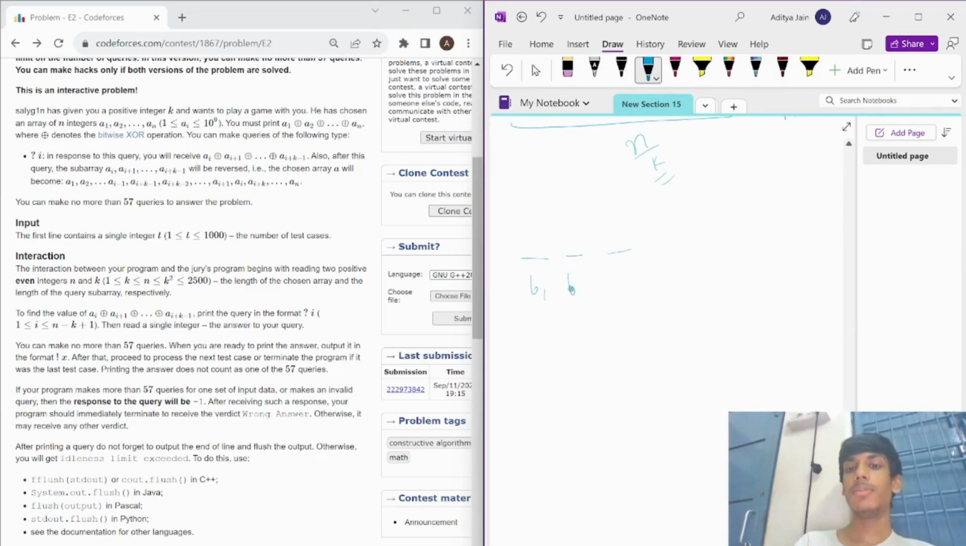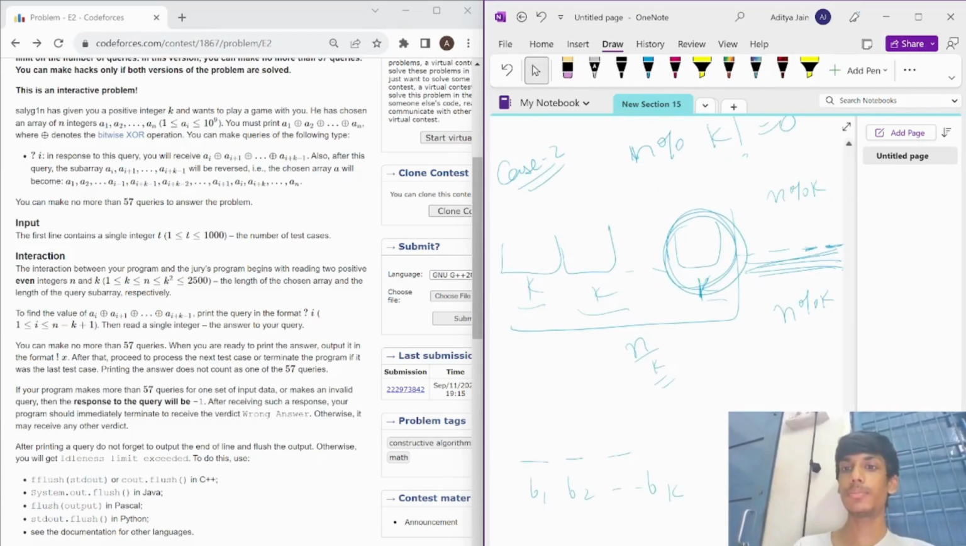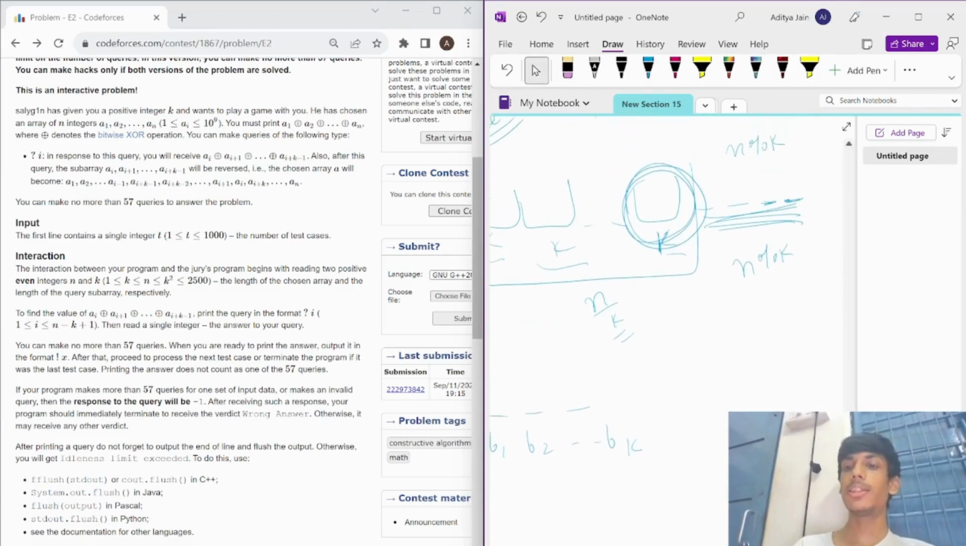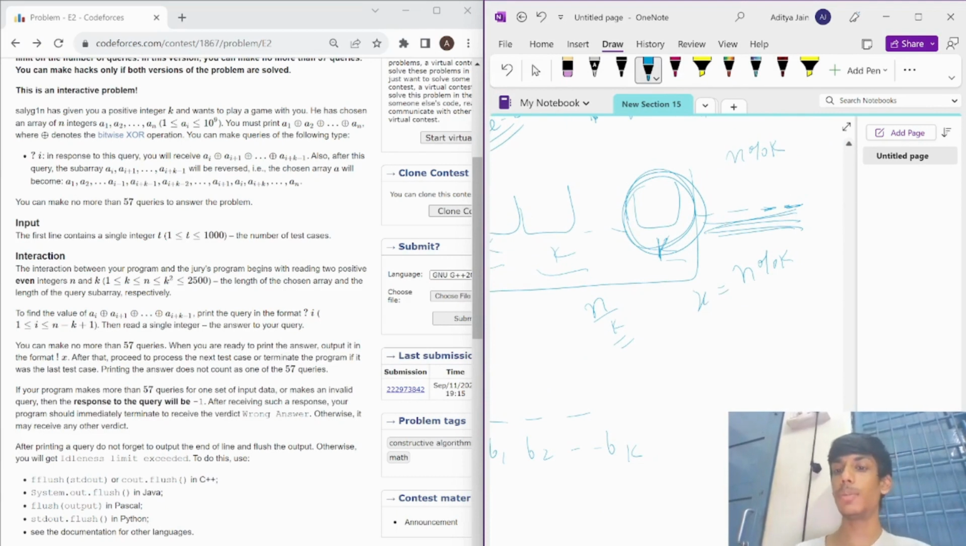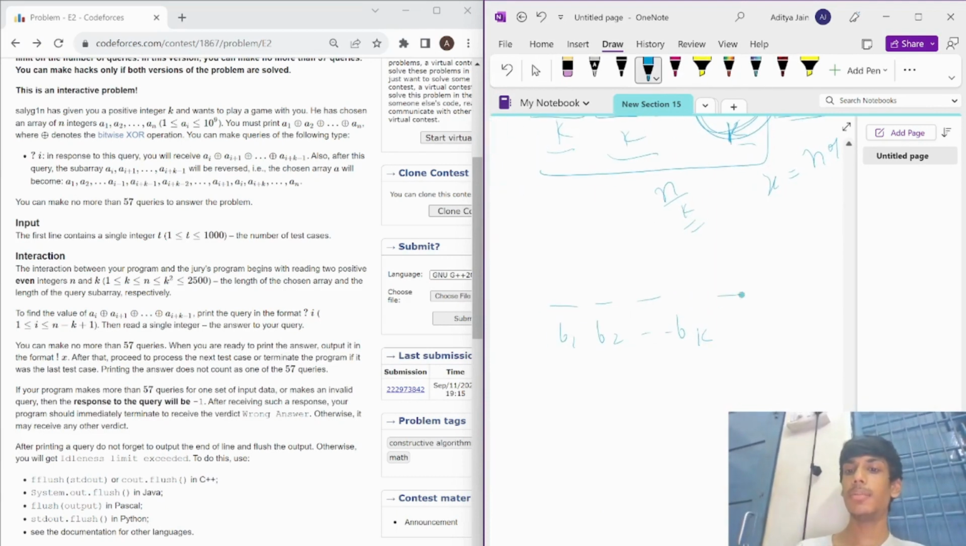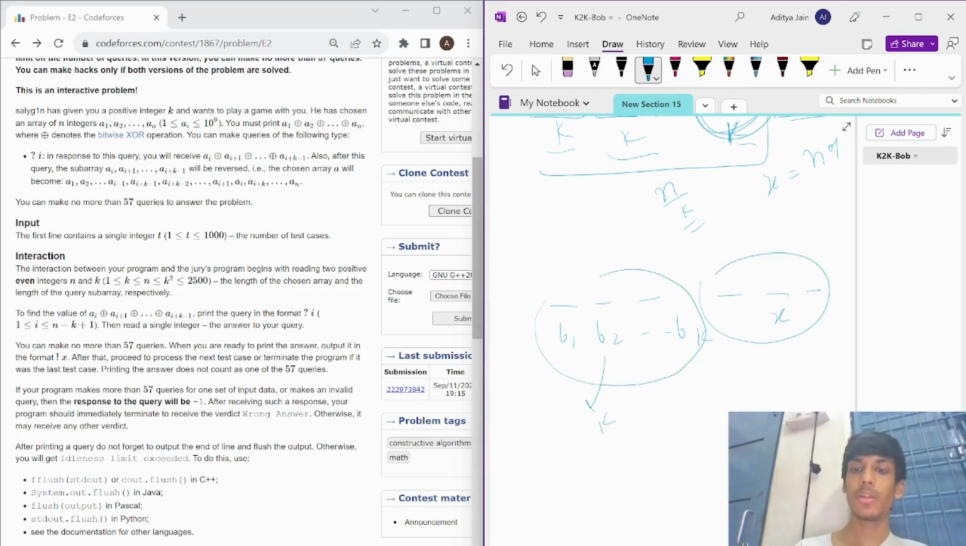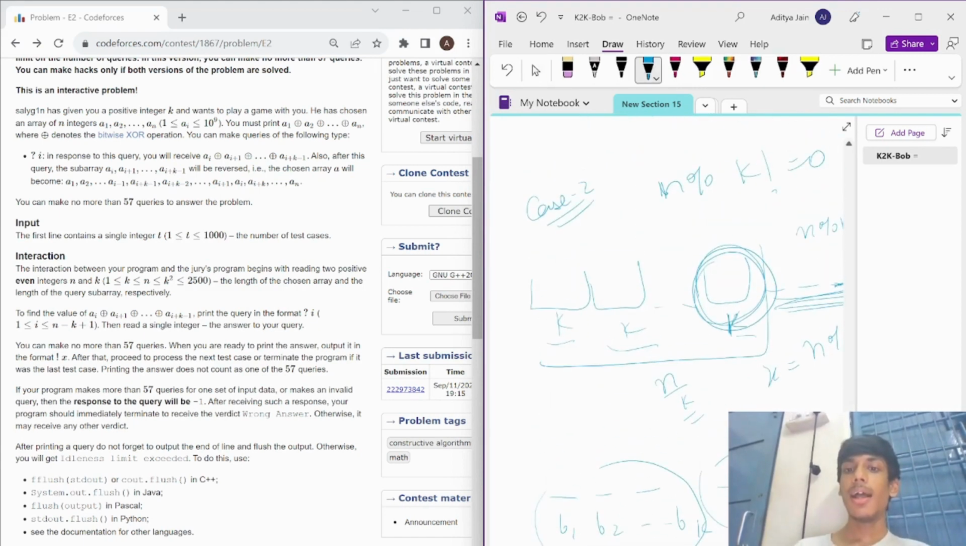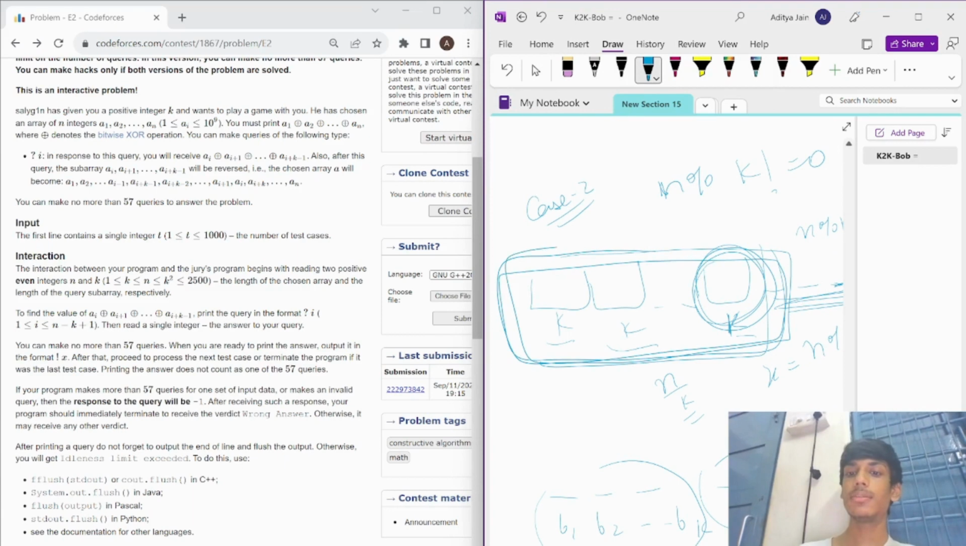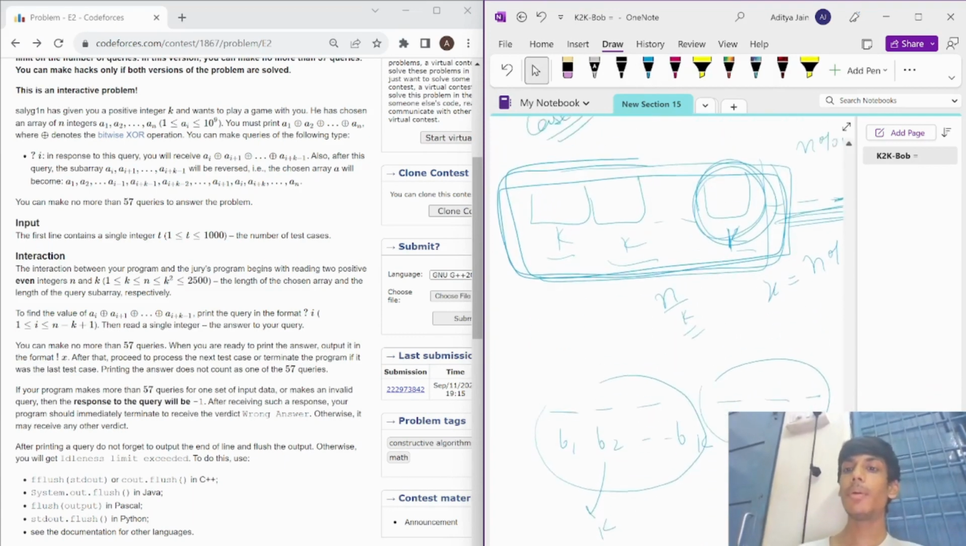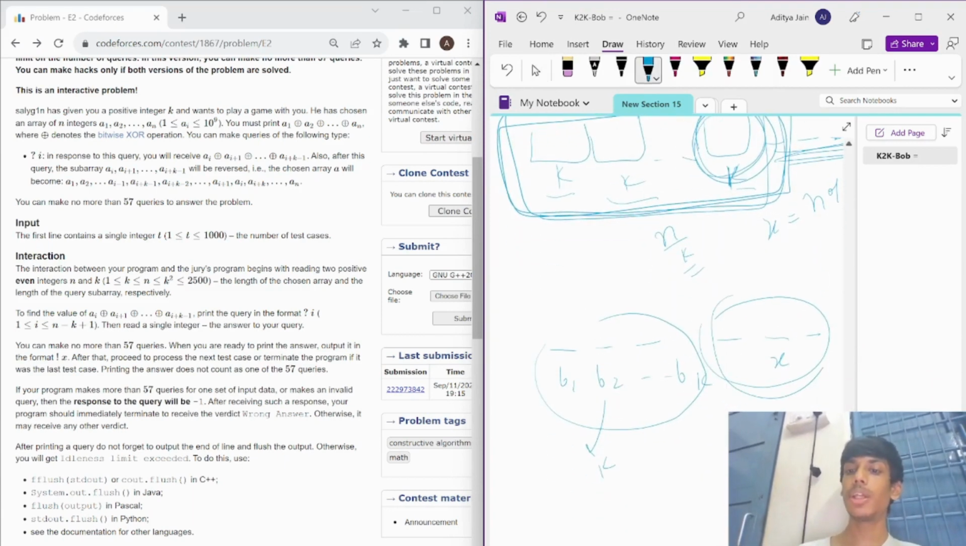There are b1, b2 up to bk elements of the last segment. Then suppose let's say x is equal to n percent k. So then there are x elements. So these are x elements and these are k elements. Now, same as last time, we have the XOR of these elements. Our goal is to calculate the XOR of these x elements.